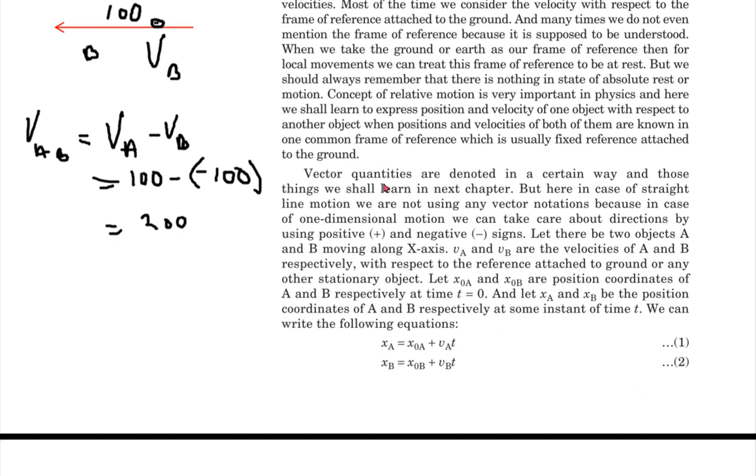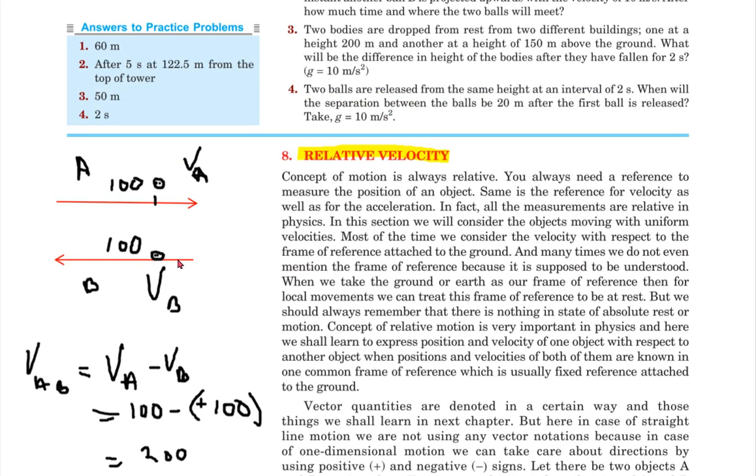And if they move in the same direction, so this will be positive. That means the relative velocity will be 0. This means that they will always be at the same point. They can talk to each other.